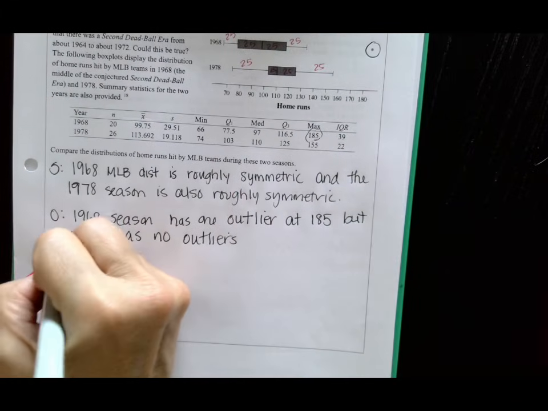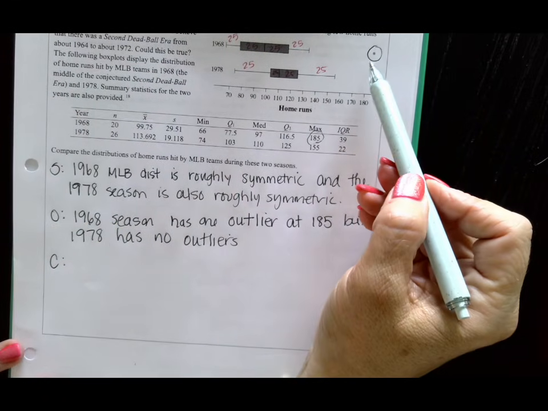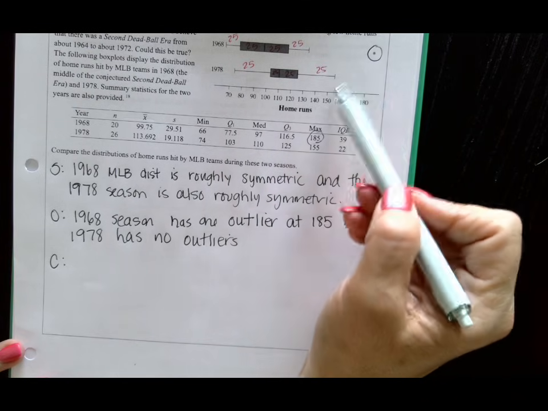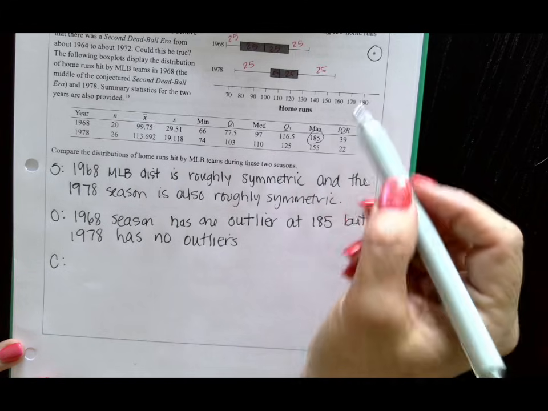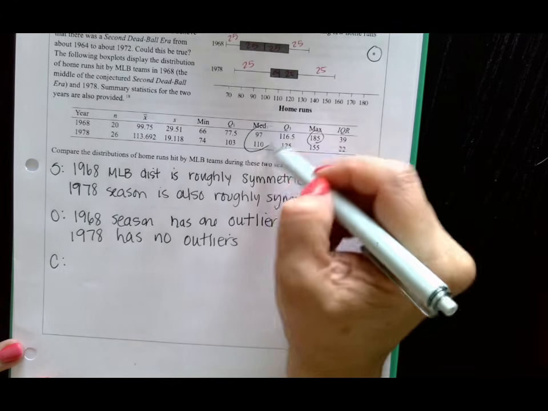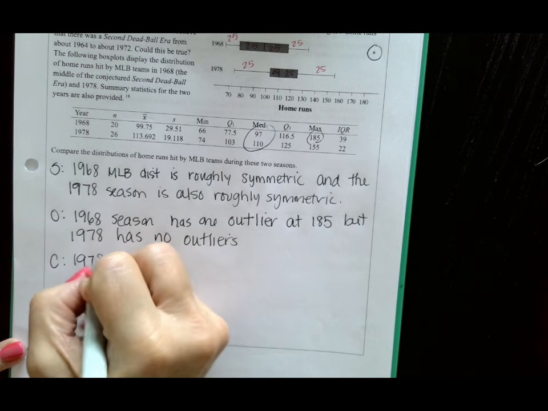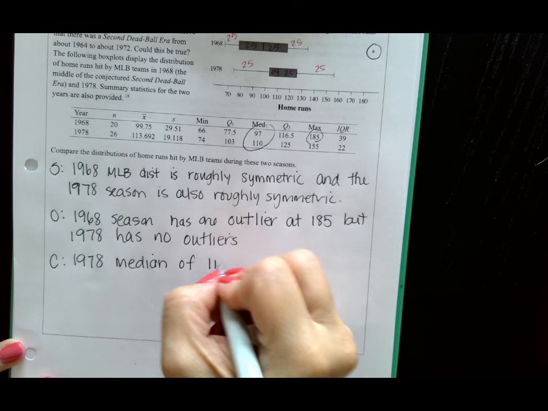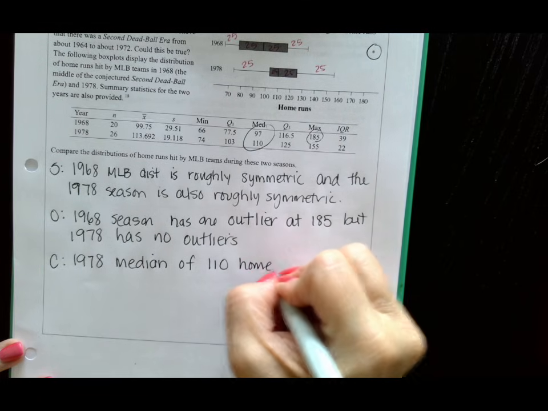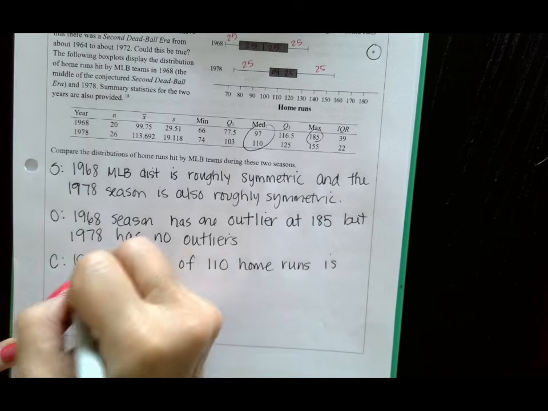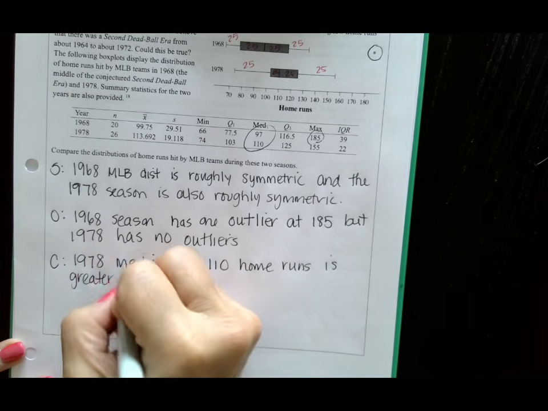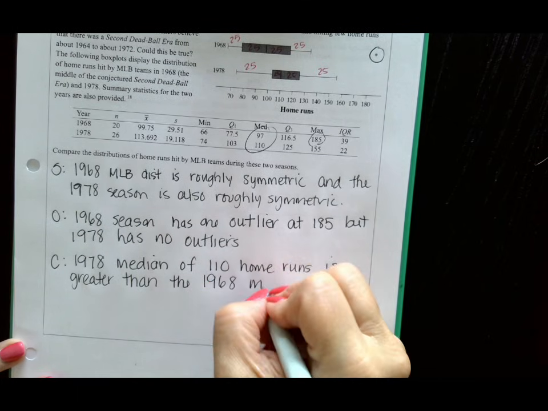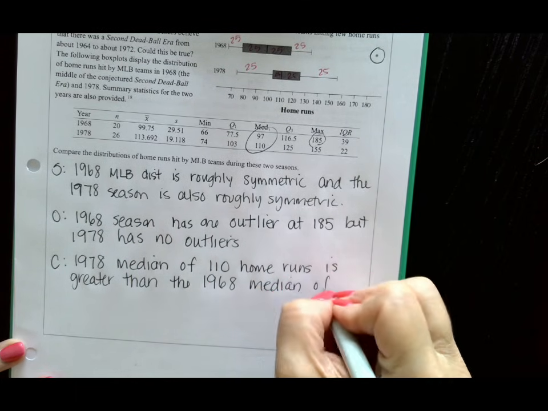Okay, we get to the center. And so because I have an outlier on here, I'm going to use median. And even though I don't have an outlier, if I'm comparing, I want to use median for both. So if we look at this, I'm just going to go right here to the medians, and I'm going to say the 1978 median of 110 home runs is greater than the 1968 median of 97.